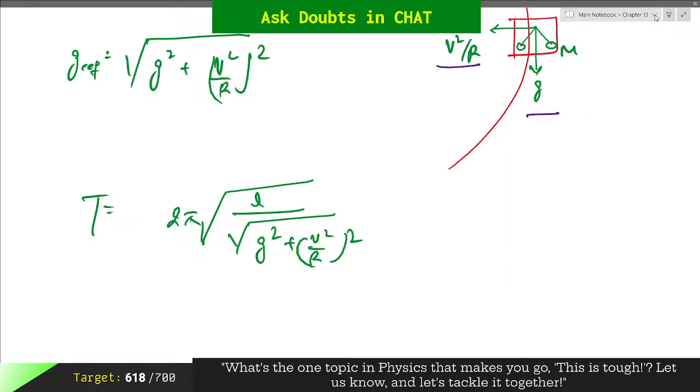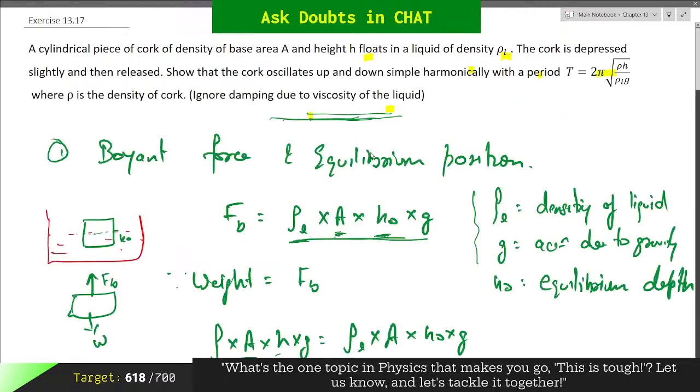Moving to the next question, we have a cylindrical piece of cork of base area A and height h floating in a liquid of density rho L. The cork is depressed slightly and then released, so that the cork oscillates up and down simple harmonically with a time period of T equals 2 pi root under rho h divided by rho L g.